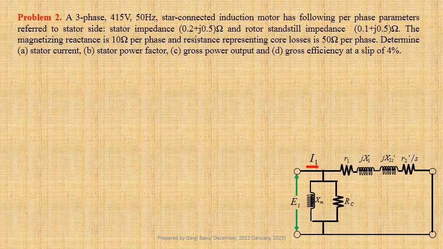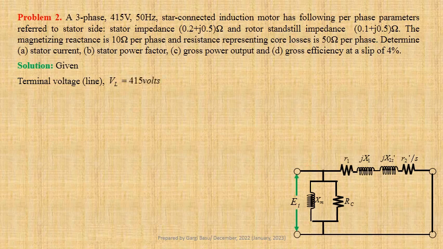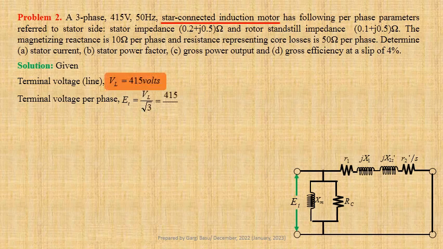Let us first write down the given data. Line-to-line terminal voltage VL equals 415 volts. For star-connected induction motor, terminal voltage per phase ET equals VL by root 3, that is equal to 415 divided by root 3, that gives us 239.6 volt.